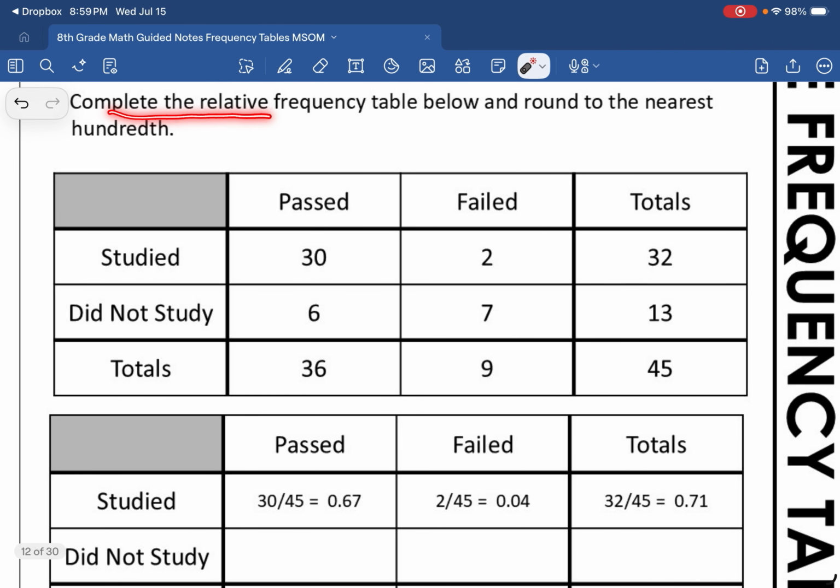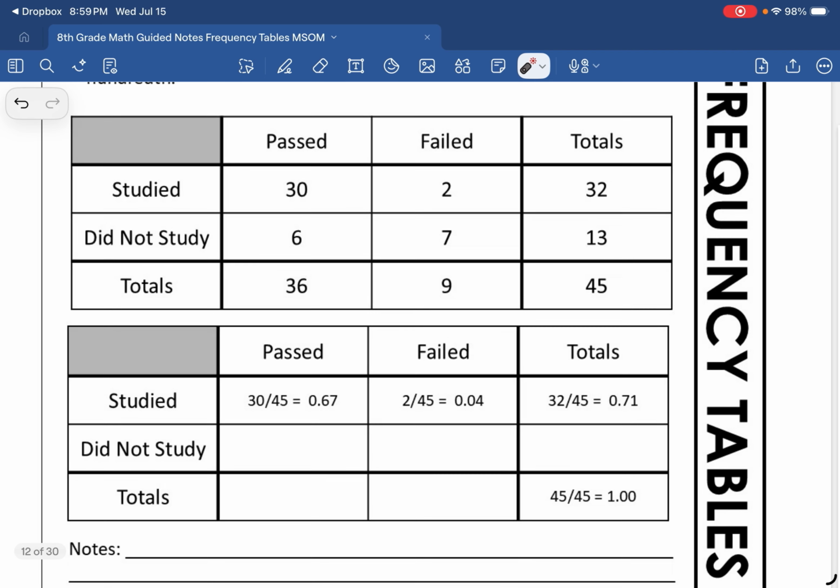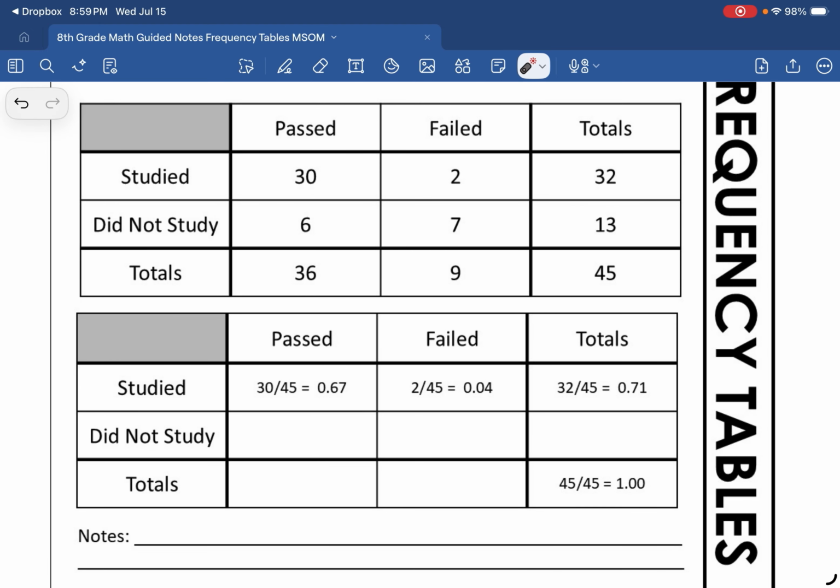Complete the relative frequency table below and round to the nearest hundredth. So here is our frequency table already done for us, but now we're going to create a relative frequency table for the data. So the relative frequency is going to be compared to the total down here, which is 45. So we had 30 people that passed and studied. So that is 30 out of 45. So I take 30 and divide by 45 and I get 0.67.